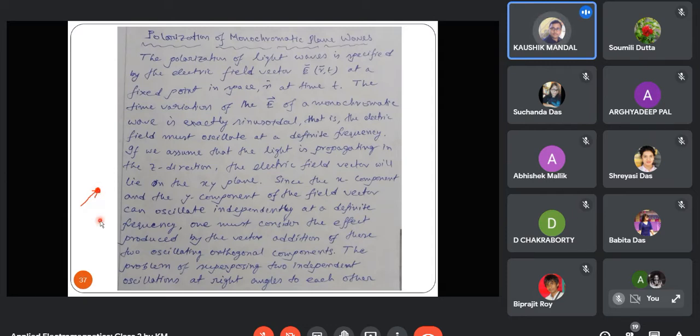To draw or trace the tip of this electric field vector, as we are considering two components, obviously we have to consider the vector addition of these two oscillating orthogonal components. This type of vector addition you have to solve with the help of the superposition of two independent oscillations. So you have to consider the superposition of two orthogonal vectors to trace the tip of the electric field vector and identify the polarization.